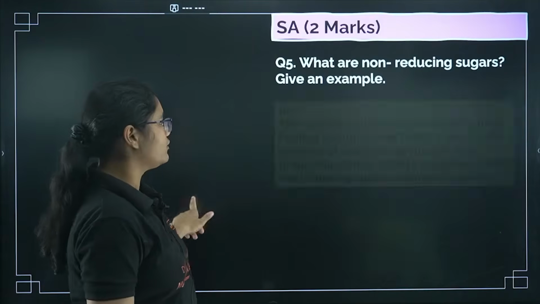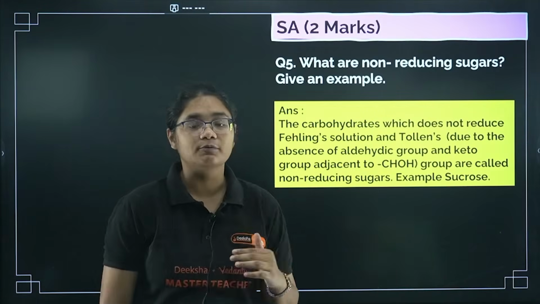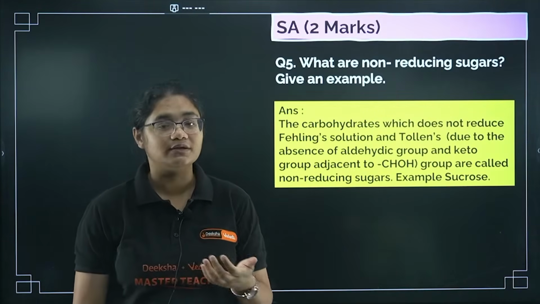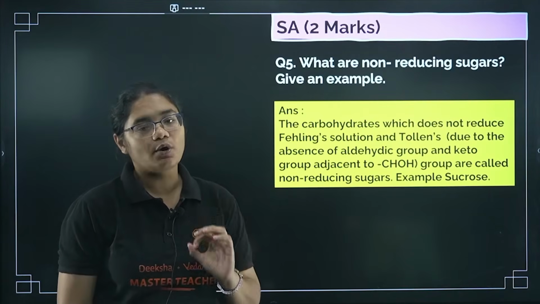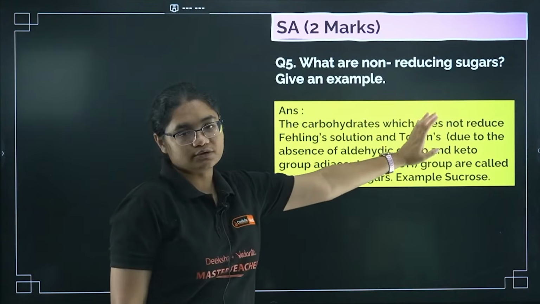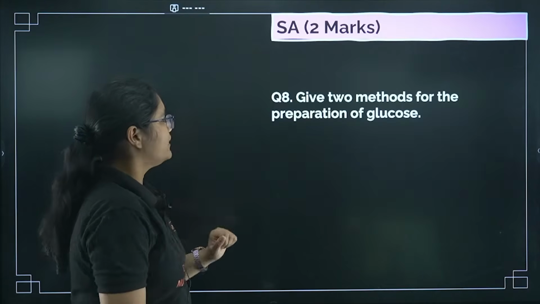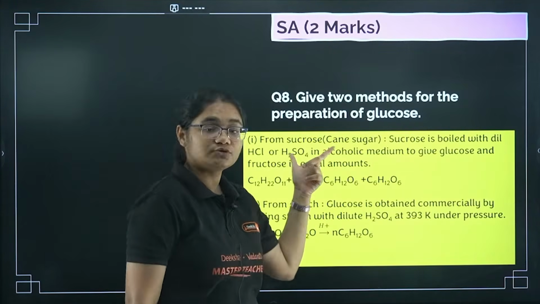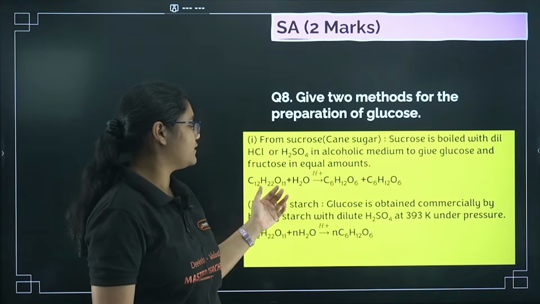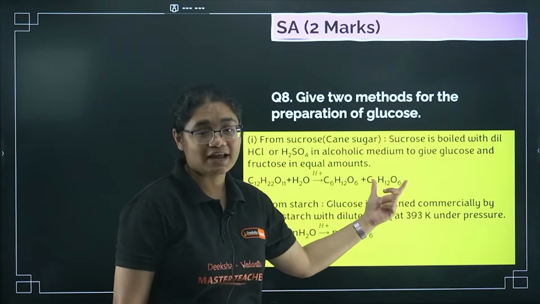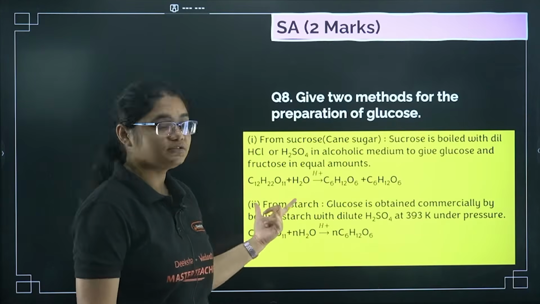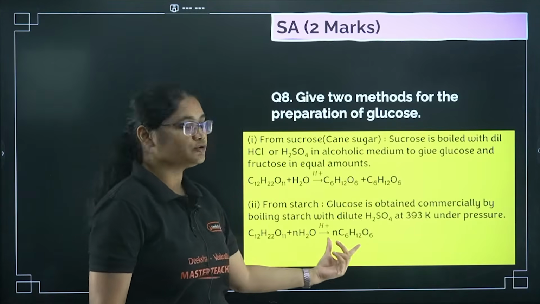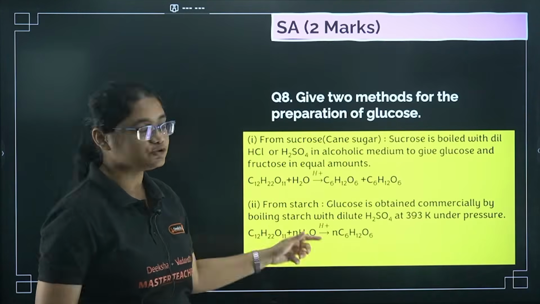Next question, what are non-reducing sugars? Thus the opposite, the carbohydrates which cannot reduce Tollens' and Fehling's reagent are called non-reducing sugars. Example here is sucrose. Next, two methods of preparation of glucose. First of all, you can get it from sucrose. If you hydrolyze sucrose, you will get glucose and fructose. Next one is from starch. If you hydrolyze starch also, you will get n number of glucose molecules.